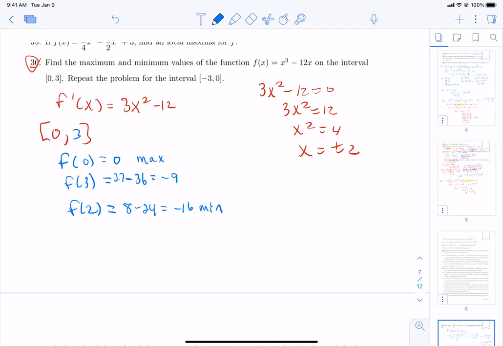Now, sometimes they say, where does the maximum occur? And they'll just want the x's. Sometimes they'll say, what is the max or min? And then they want the values.